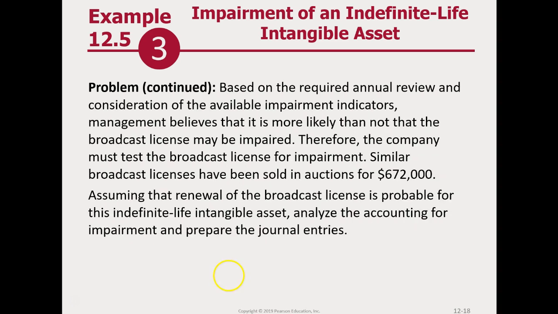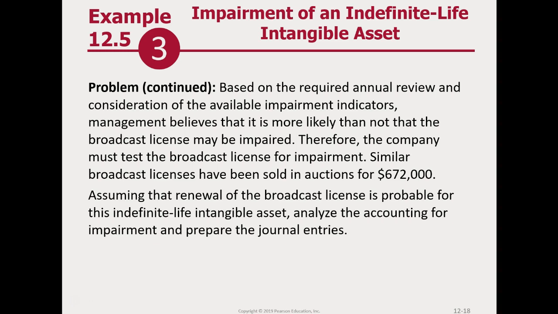Well, guess what? It is required that we have an annual review in consideration of the available impairment indicators. So think about this. There is no amortization over time. It stays on the balance sheet at its original cost. Well, this group is required to have an annual review. So it's more likely that we might have an impairment because we're not changing, we're not showing any expense over time, and the carrying value is staying at its original price. So yeah, we must do this annually.